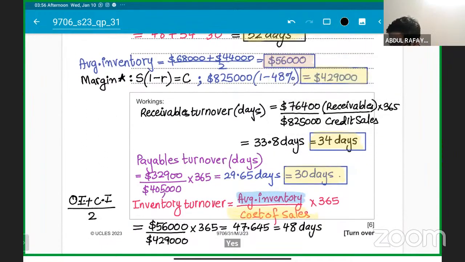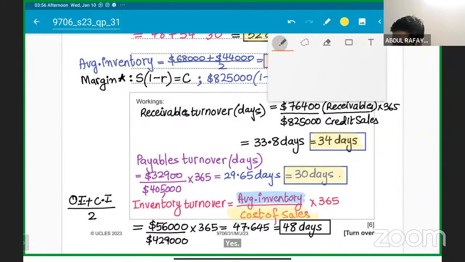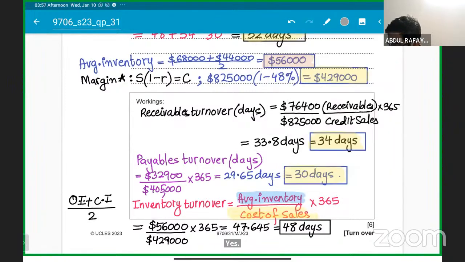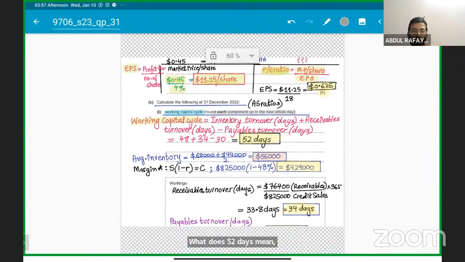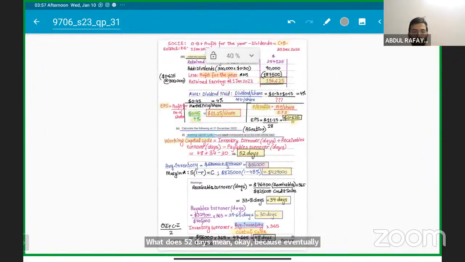Okay, now I will explain you the importance of this as well. What does 52 days mean? Everyone know this page is done as well. This page in a nutshell. Everyone got this idea, right?